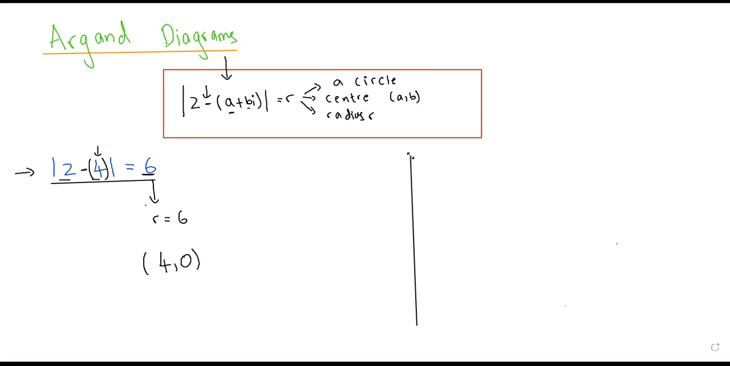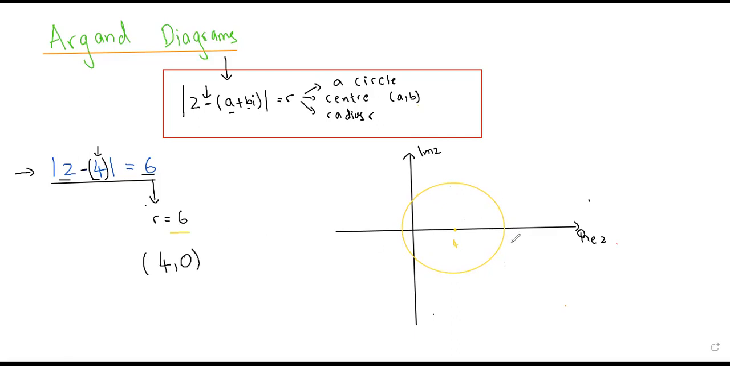Now I'll make the axes. This is the y-axis, or maybe the imaginary axis because we're talking about complex numbers here. And then I'm going to make the real axis. All right. Now I will make the circle. The center is supposed to be 4, 0. So this would be 4. And the radius is 6.